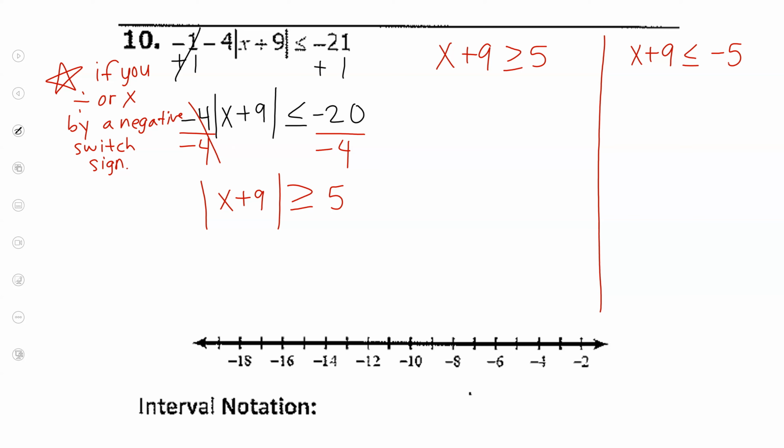And I will subtract 9 from both sides. Five minus 9 is -4. Next one, subtract 9 and subtract 9. X is less than or equal to -14.